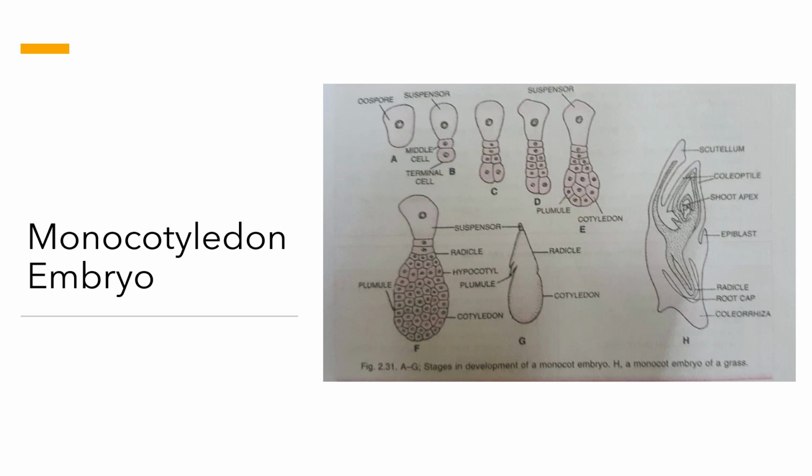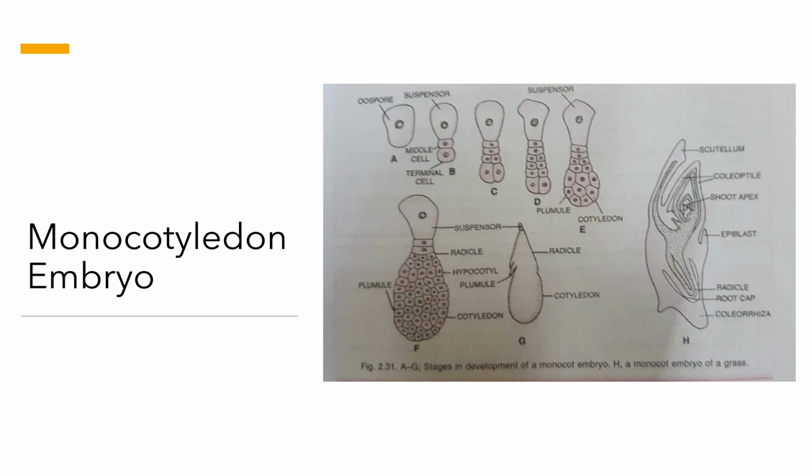In this slide, we'll study the stages of development of the monocotyledonous embryo. The embryo of monocotyledons has only one cotyledon. In the grass family, Gramineae, this cotyledon is the scutellum. We're watching the scutellum in the slide. It is situated towards the lateral side of the embryonal axis.